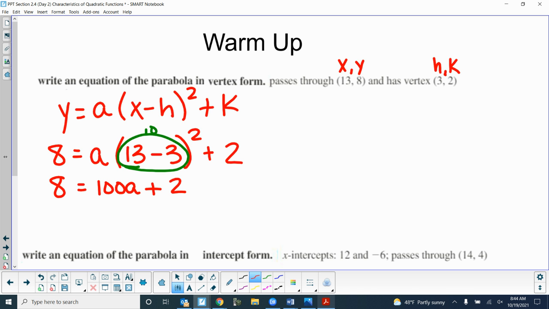You with me there? Subtract the 2. And divide by 100, right? So what's our A value? What's 6 over 100? 3/50ths, right? So you can write 3/50ths, or you can put 0.06.